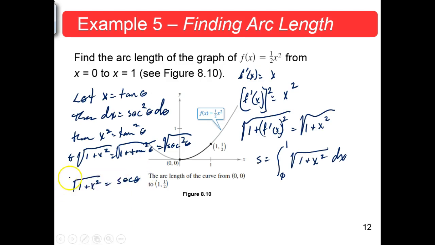So now we plug. Here's the interval we're doing. So S is equal to the integral from 0 to 1, and this is simply secant theta times dx, which is secant squared theta, so that will give us secant cubed theta d theta, right? Now, does anyone remember how we did that kind of integral?